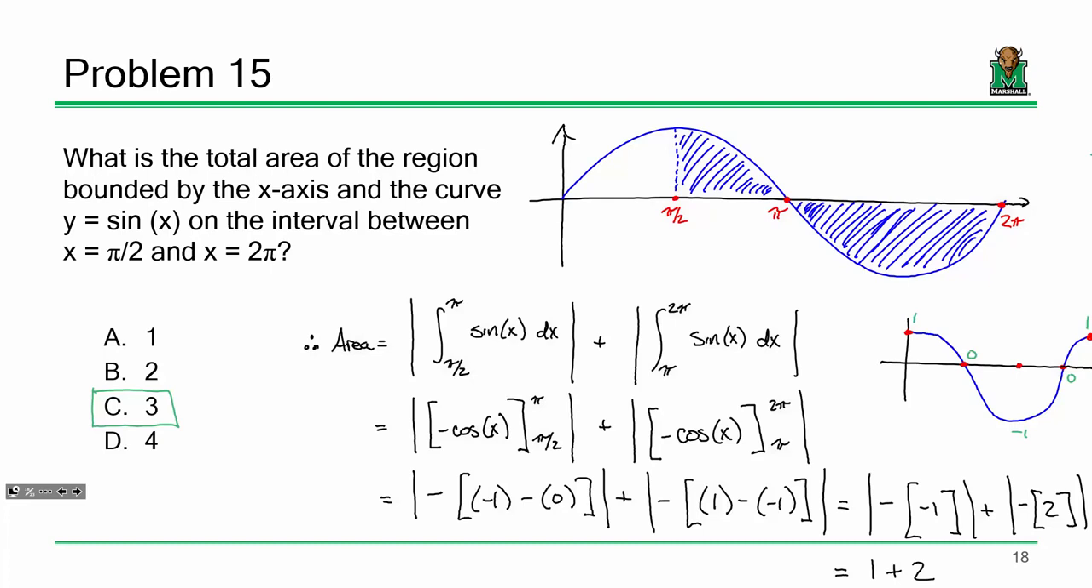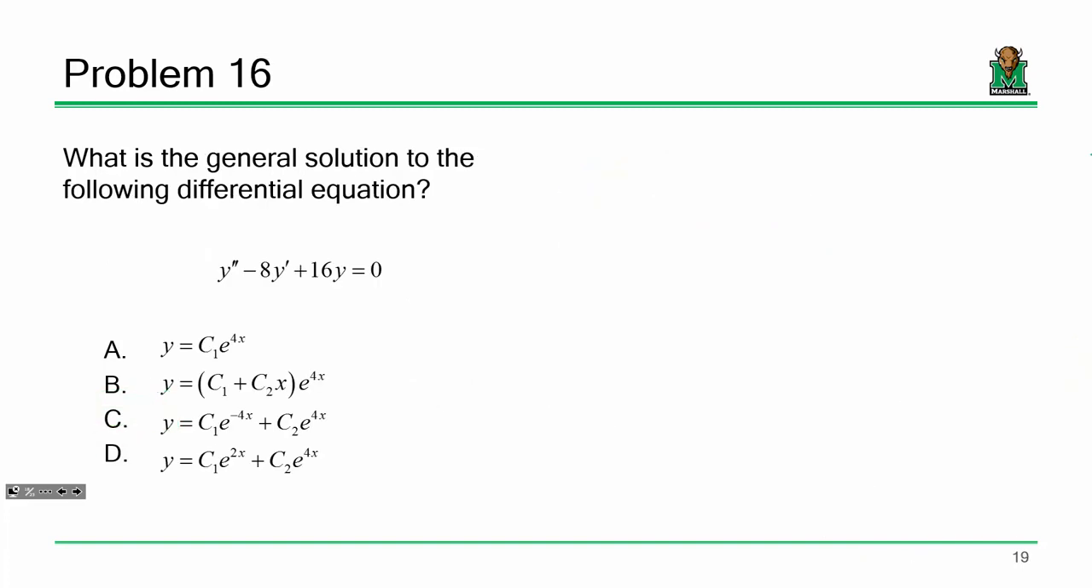See, so watch this. So that first integral gave you 1. Then this one gave you -2. So it's the absolute value of 1 plus the absolute value of -2. So that gives you 3. Is that what you got? All right. Does that sound good? Is that good? All right.